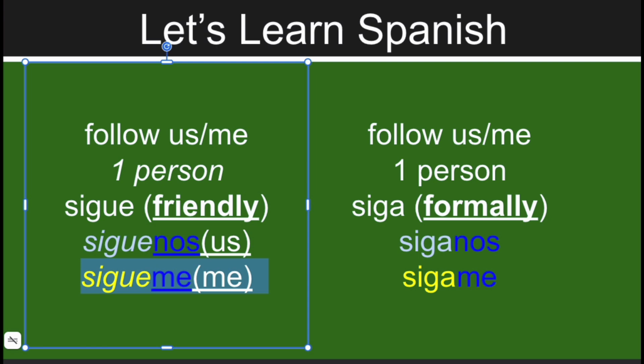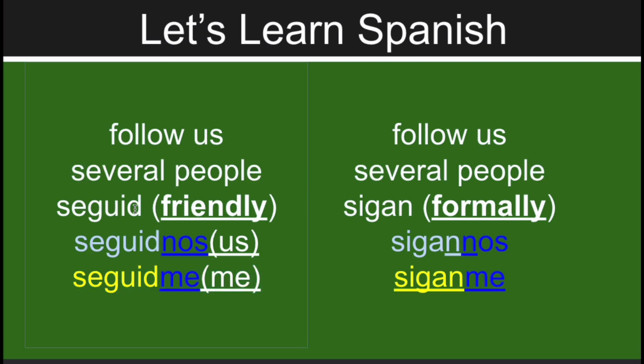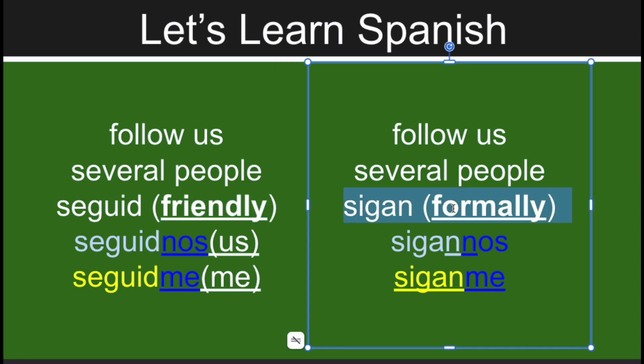Now, what if it's many people? Here we have it. So, seguidnos, many people, follow us. Seguidme, you guys, many people, follow me. Now remember, this seguid is for vosotros. So this, you guys here, following, is the vosotros, meaning the friendly, which for many people is used only in Spain, vosotros, all right? Not necessarily that the other one is not friendly, it's just formal.